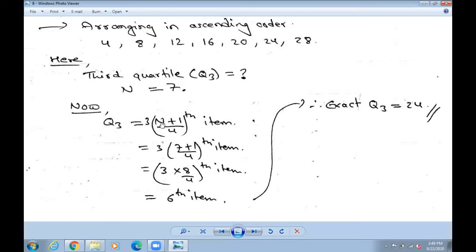So let us put the value of n. n means 7. 3 bracket (7 plus 1) by 4 th item. 7 plus 1 means 8, 8 by 4. Let us cancel this. 4 1s are 4, 4 2s are 8. That means 2 3s are 6. The 6th item will be the answer. If you don't know how to do the calculation, use the calculator.